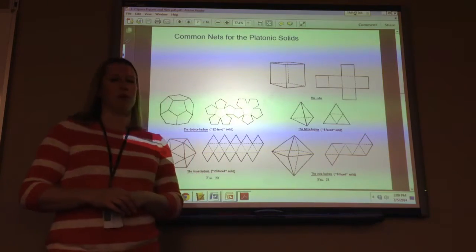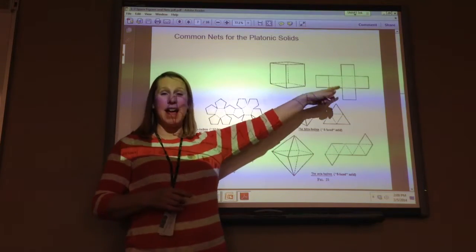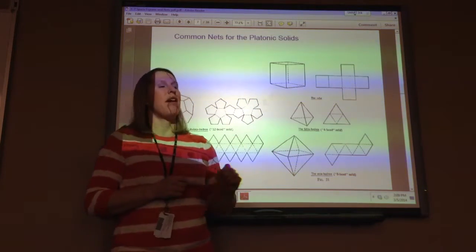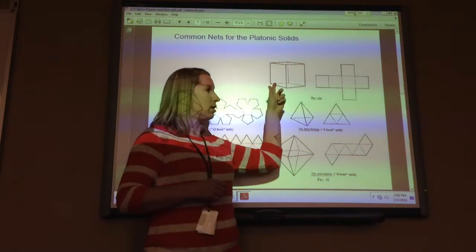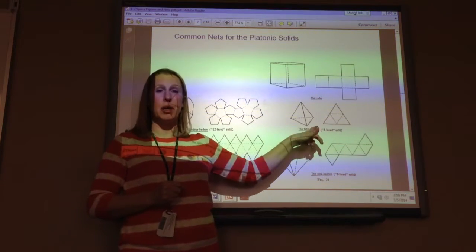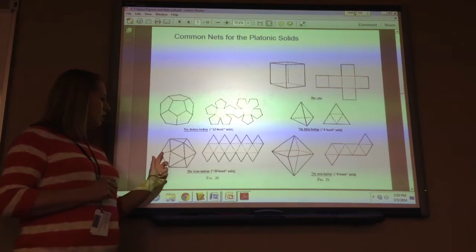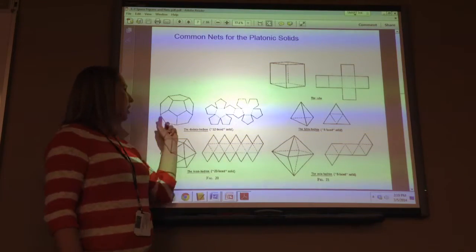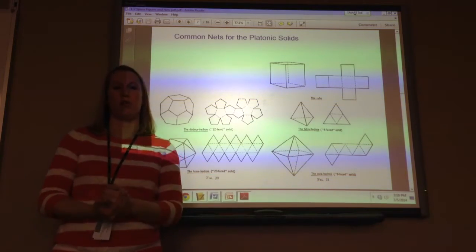You're going to have a problem where you have to match up the net with the figure. So this is what a net of a cube or a hexahedron looks like. This is a net of a tetrahedron or a triangular pyramid. This is a net of an octahedron. This is a net of an icosahedron, and this is the net of the dodecahedron. So you're going to have to match those up on your worksheet today.